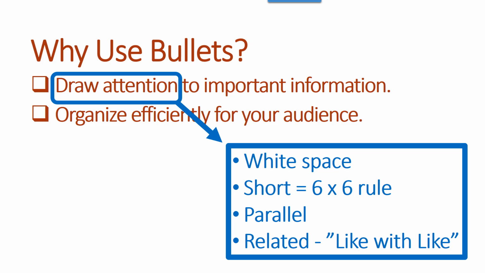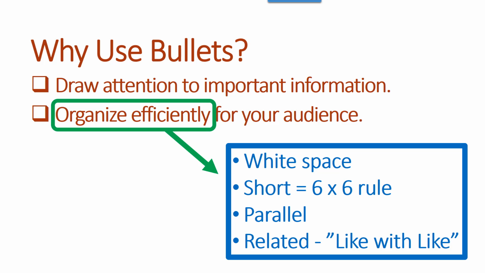Make your bullets parallel. That means they're in the same format. So if you have active verbs beginning 4 bullets, then the 5th bullet should begin with an active verb. Try to make them the same length. And then make them related. You should group like with like. One of these things is not like the other means that it shouldn't be one of your bullets. So group things that go together. They should all be related.